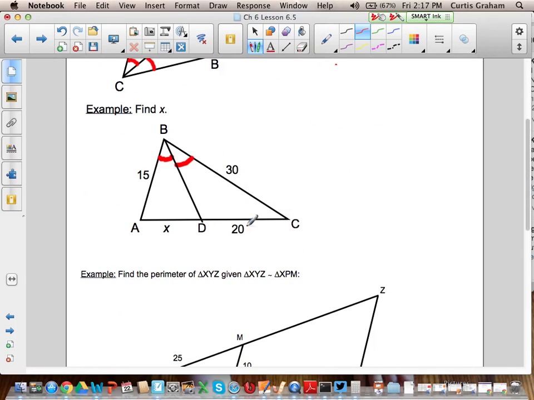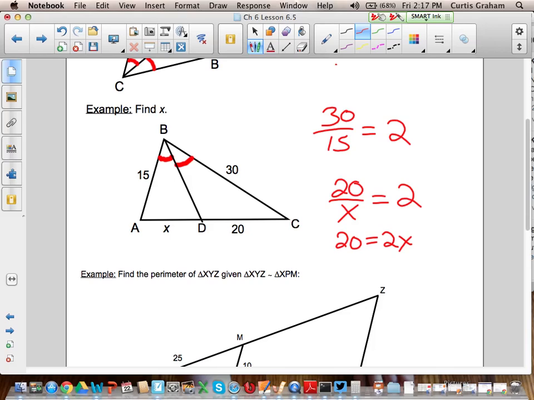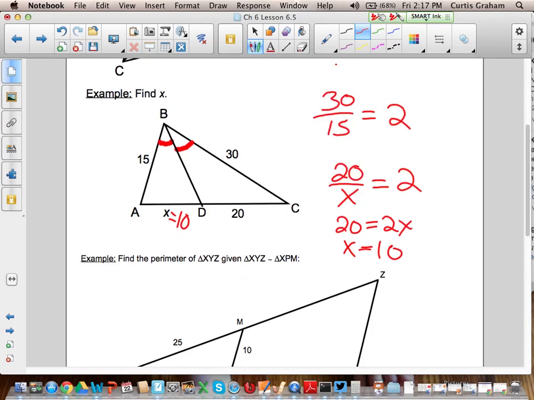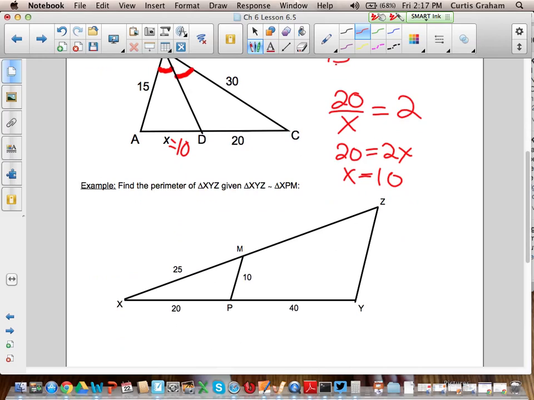So 15 and 30. 30 divided by 15 is equal to 2. So now I've got 20 and x should also equal 2. 20 equals 2x. That means AD is going to be equal to 10. Okay? All right, let's find the perimeter of triangle XYZ.